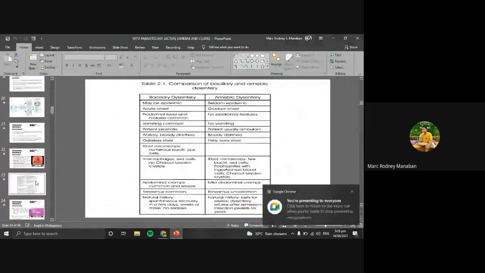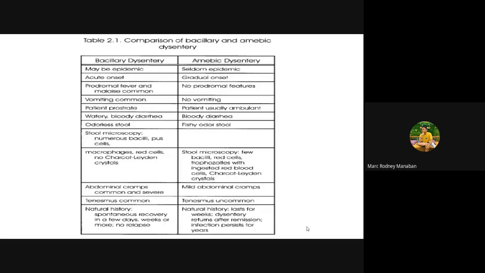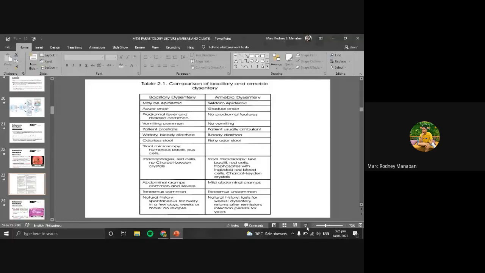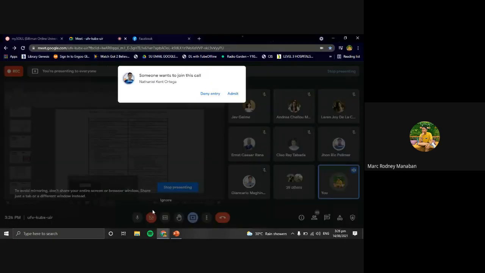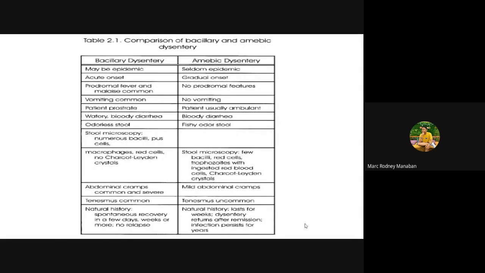Okay, so I believe diri ta mag-start because I think wala ni sa presentation gahapon. So this is a comparison between bacillary dysentery and amoebic dysentery. There is a need for us to differentiate the two diseases because both of them are dysentery diseases. We need to differentiate the two because they could be of different causes, or different causative agents causing your dysentery. So it could be bacillary or amoebic.